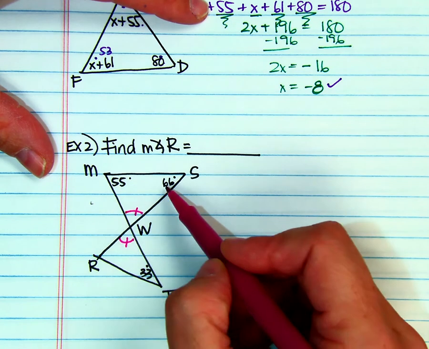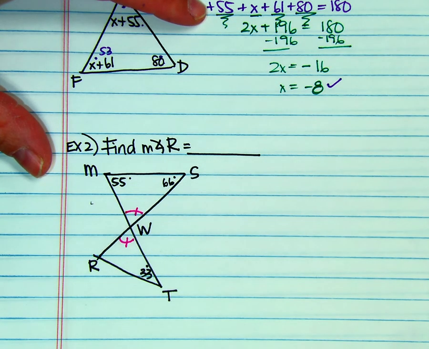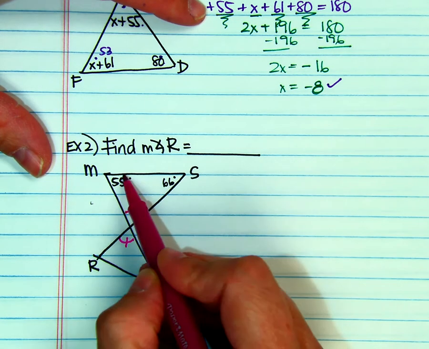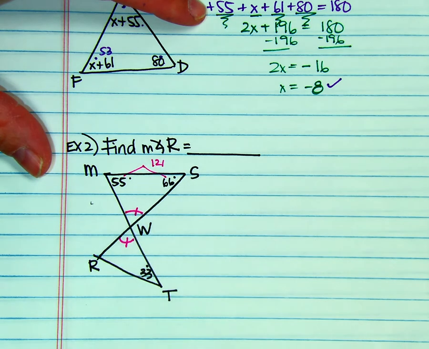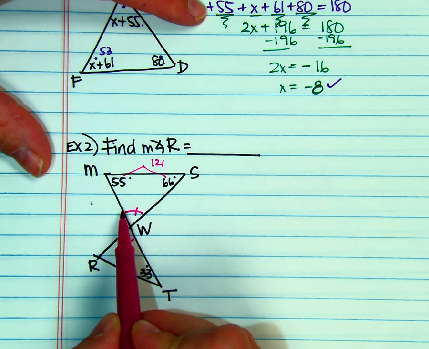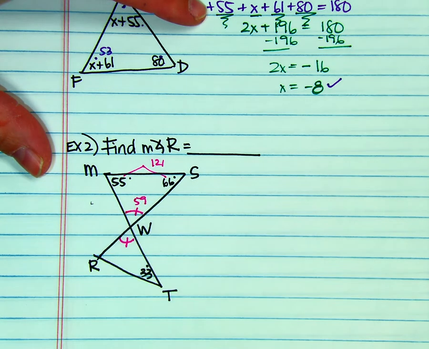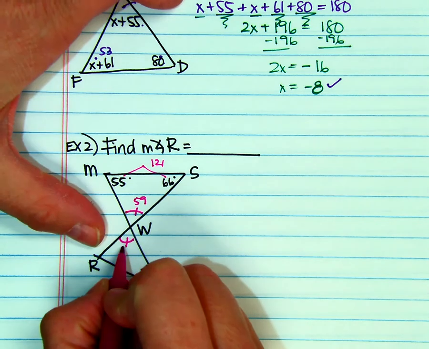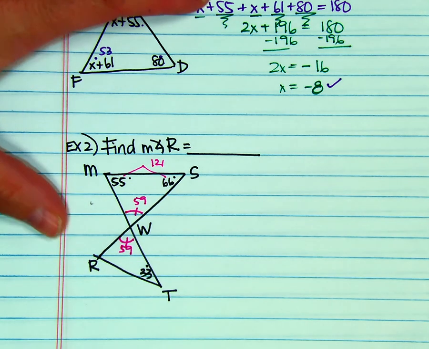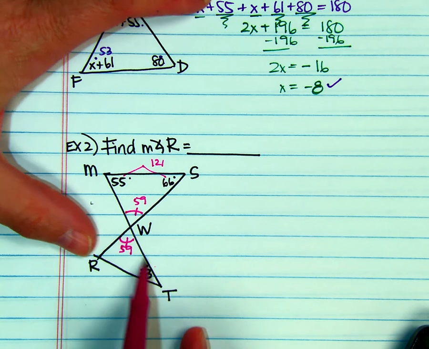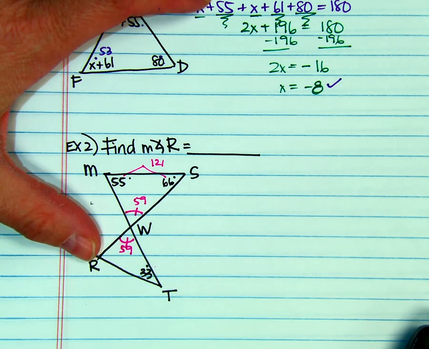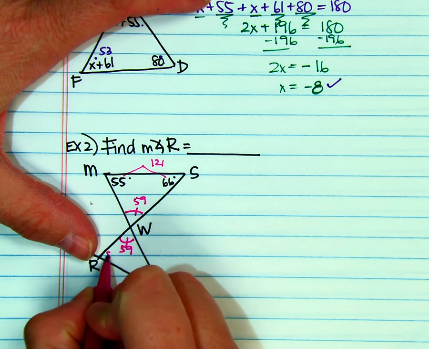So 55 plus 66. These two have to add up to 121. So then I know that this one has to be whatever 180 minus the 121 is, which gives me 59. These are vertical, so that means this also has to equal 59. And then I know that these angles in this triangle has to equal 180. So 180 minus the 59 minus the 33, and that gives me 88.